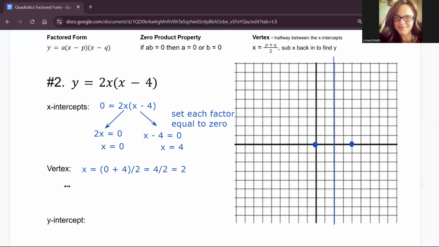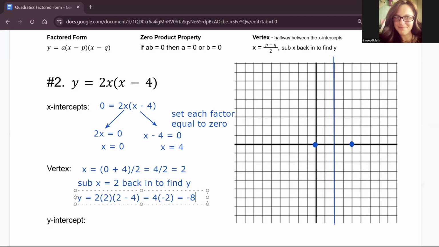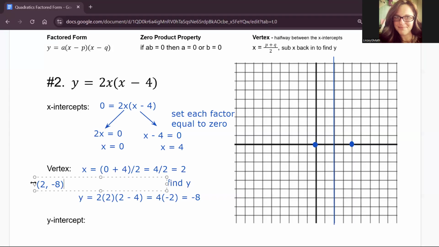And we'll substitute x equals 2 back in to find y. Substituting 2 in for x to find y. And let's see, we get negative 8. Our vertex is 2, negative 8. And we'll graph that. There we go. And we can connect those points.